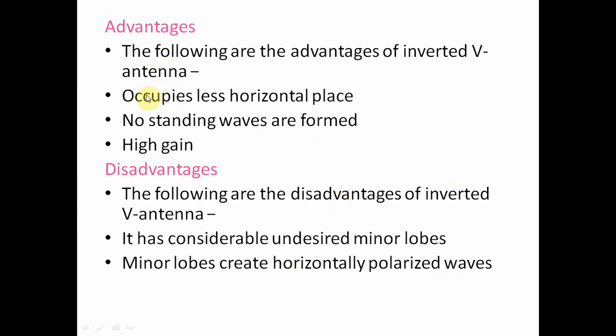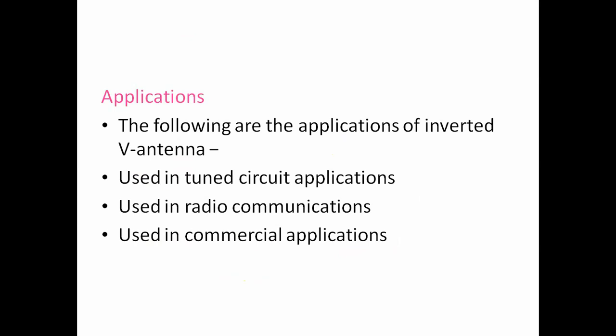Then advantages: it occupies very little horizontal space, no standing waves are formed, and it has high gain. The disadvantage is that it has considerable undesired minor lobes. Minor lobes are created by horizontally polarized waves. Then applications of the inverted V antenna: first, it is used in tuned circuits, meaning the RF circuit or RF frequency of an antenna. It is used in radio communication, and it is used in commercial applications.